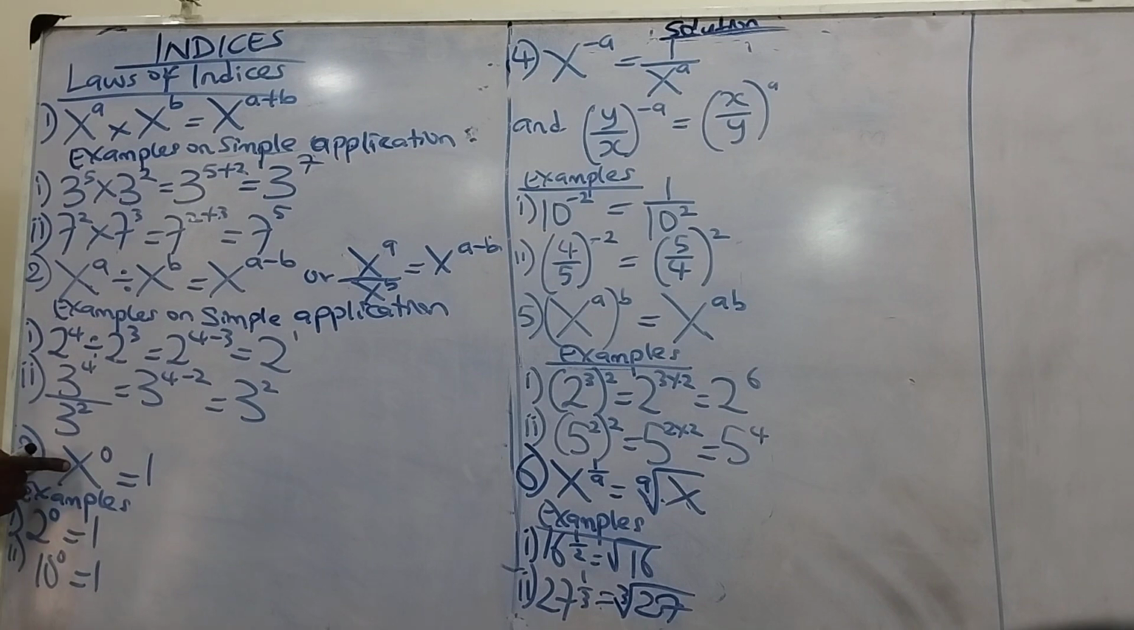The third law is anything raised to the power of 0 is 1. From here you can see that we have simple application. 2 raised to the power of 0 is 1. 10 raised to the power of 0 is 1.